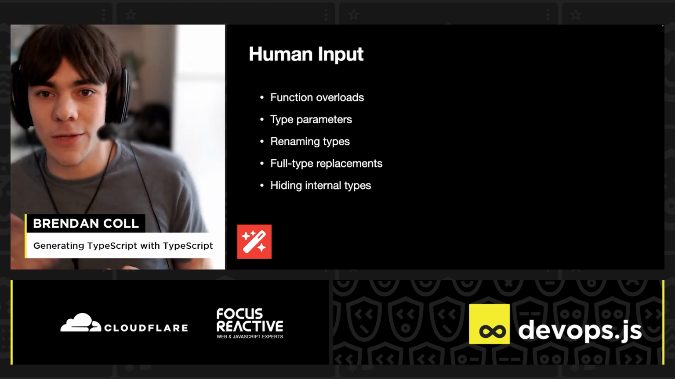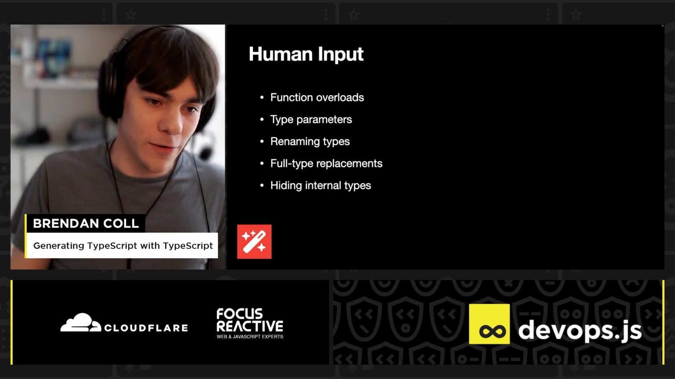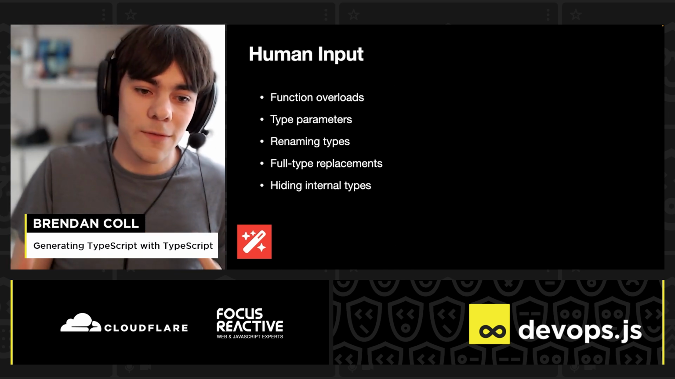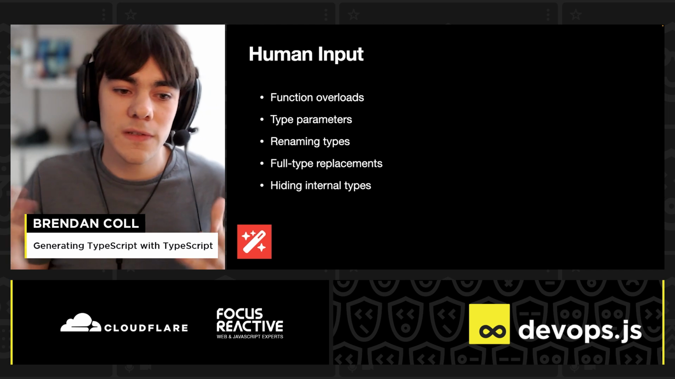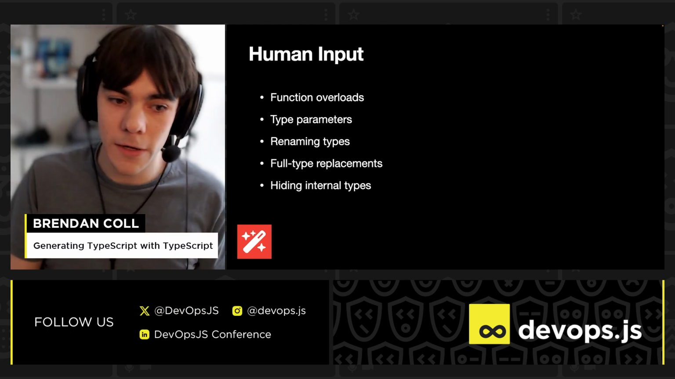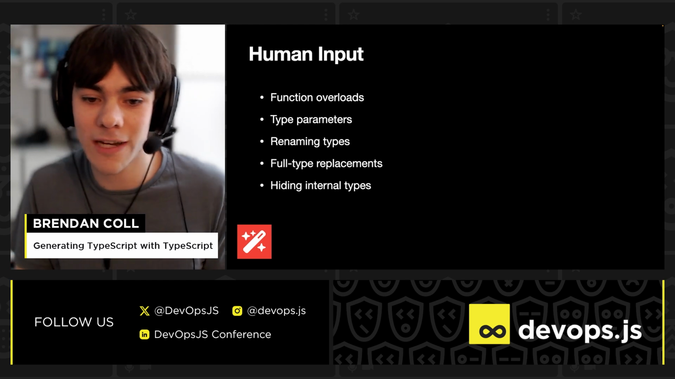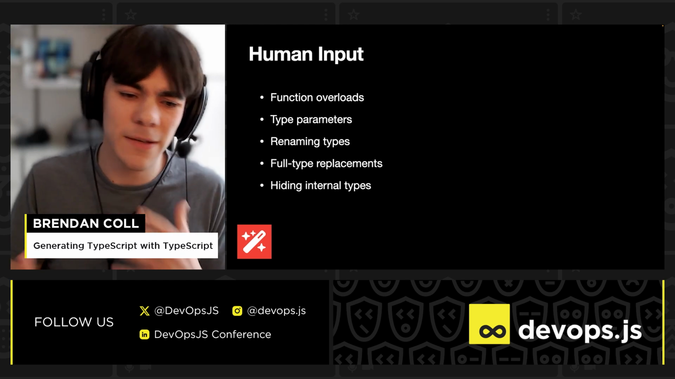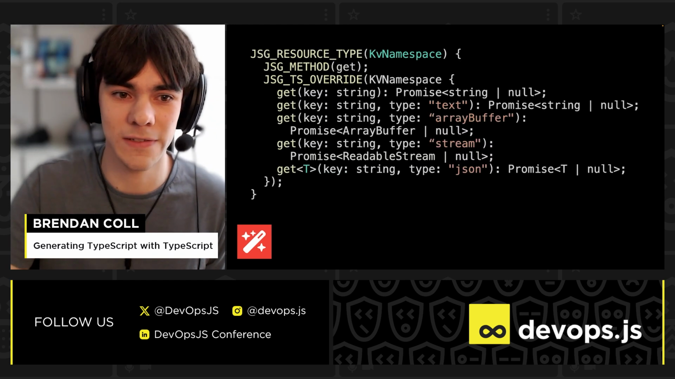There are other places where we need human input too, to improve the developer ergonomics. So as we've already seen, we need this for function overloads. We also need additional input to add type parameters. Sometimes we want to rename types to be less verbose. Sometimes we want to completely replace the auto-generated definition with something different. And sometimes we just want to hide the type because it shouldn't be exposed to end users.